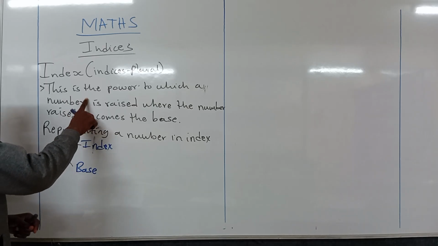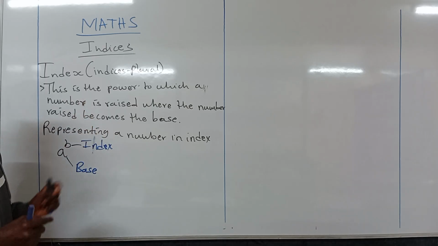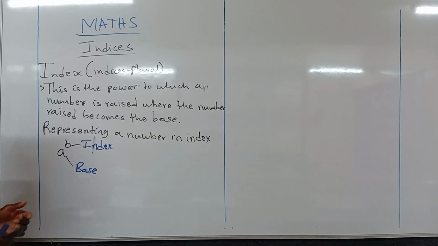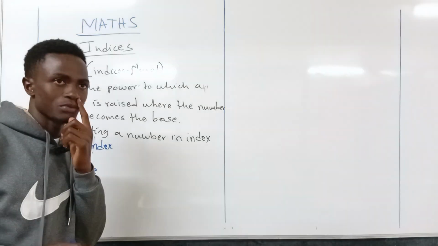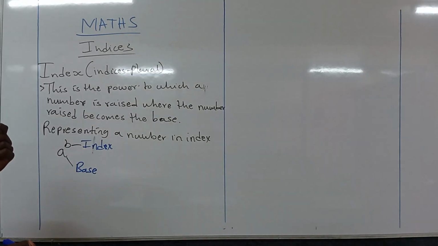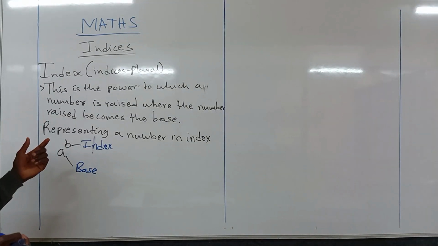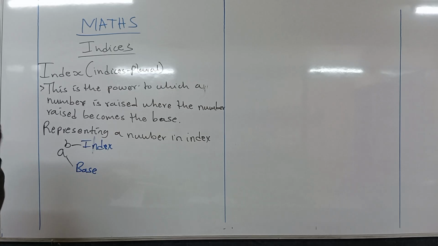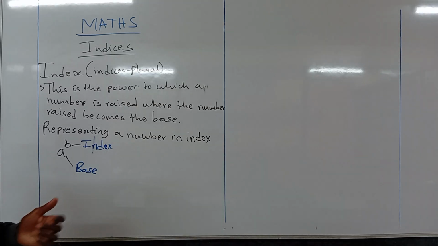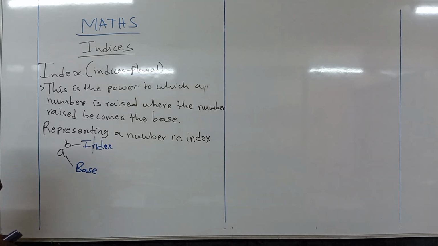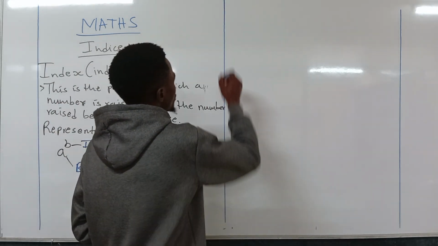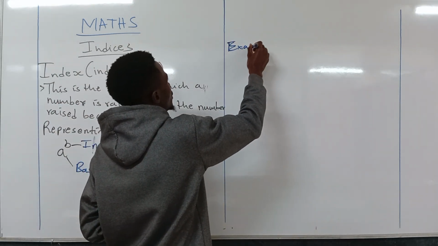The next thing you need to understand is that this concept of indices is connected to the concept of factors, because if you need to represent a number, then you also need to understand the factors of that number. So the factors concept is very, very important for representing numbers. We are going to look at an example.